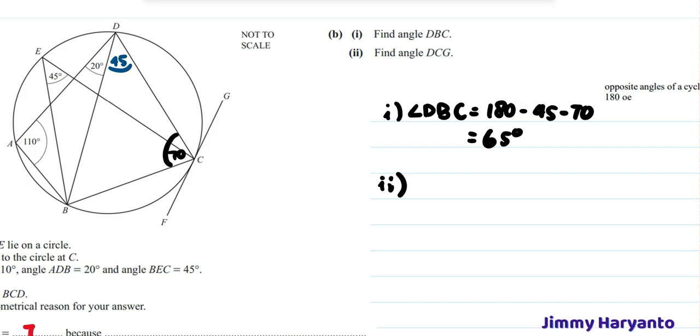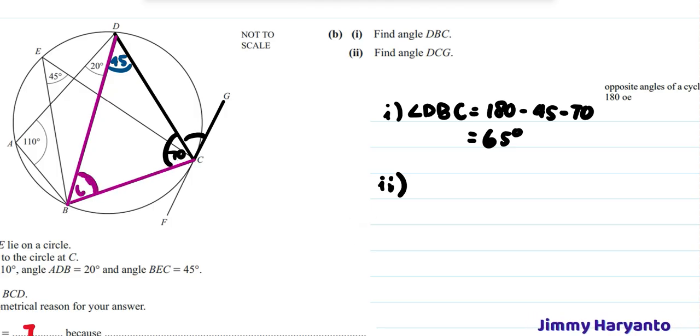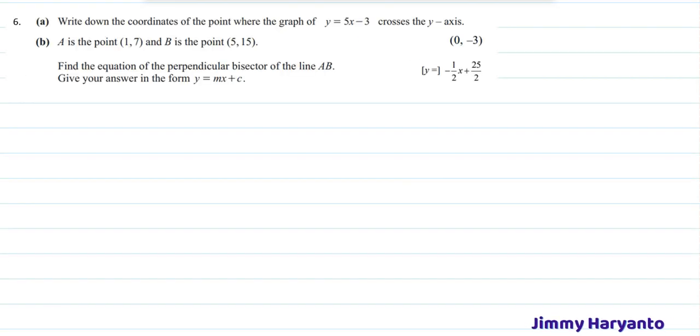DCG is... where's G? Oh, this one. DCG. This one. It will be the same as this one because we have the properties of shapes like this. So if this one is 65, that means this one will be also 65. So 65.